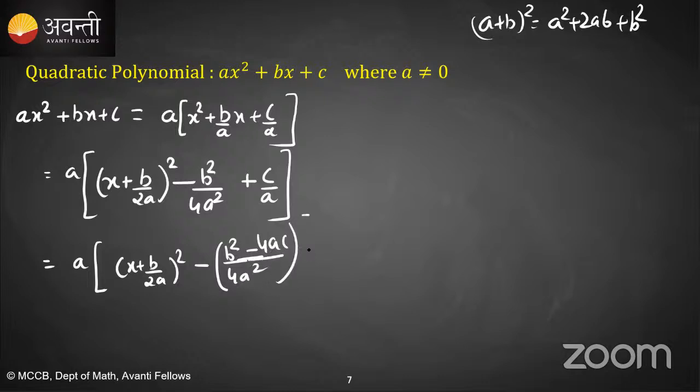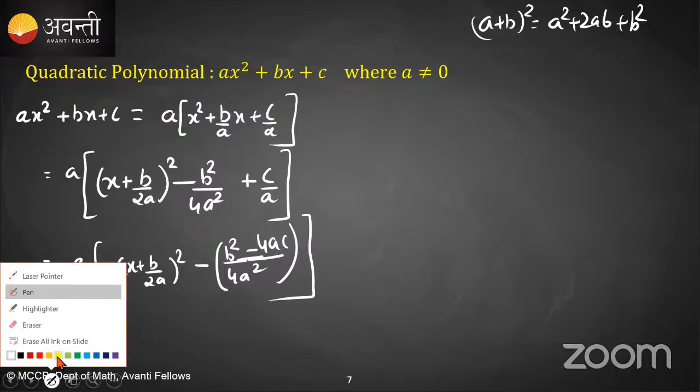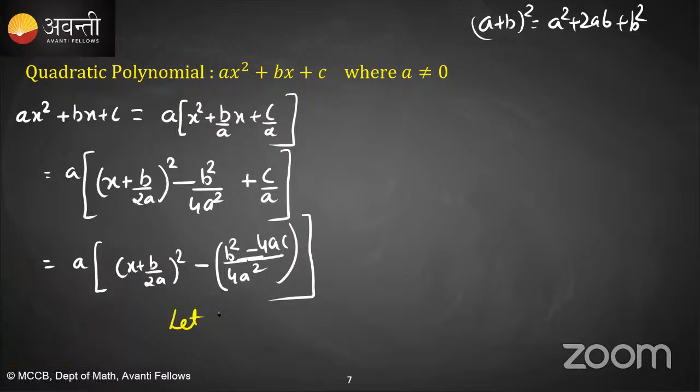See, in effect, it is written like this. Yes or no? See, b square, take the LCM, b square minus 4ac upon 4a, right? Take the minus common and take the LCM, you will get this. Clear? Okay. If it is clear, then let b square minus 4ac be equal to d, for some time. Okay. Let b square minus 4ac is equal to d.